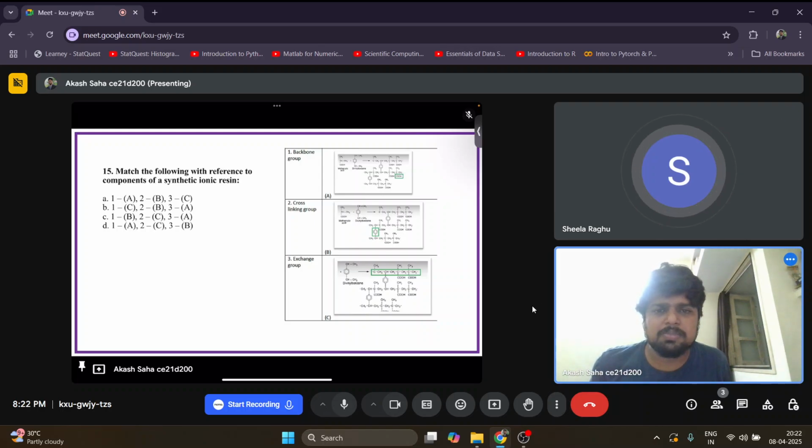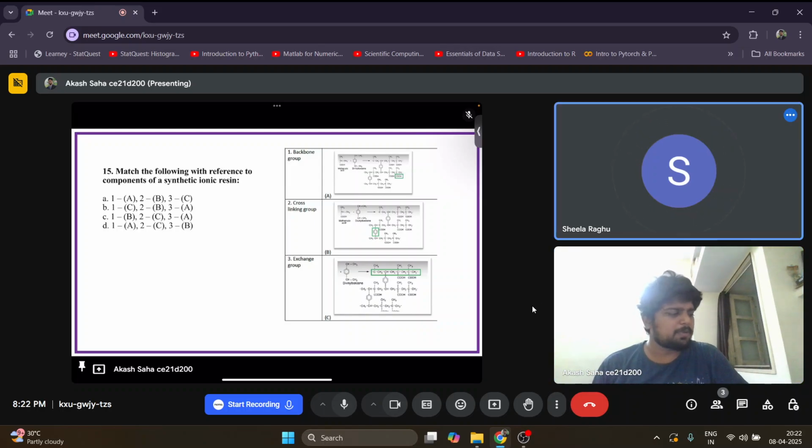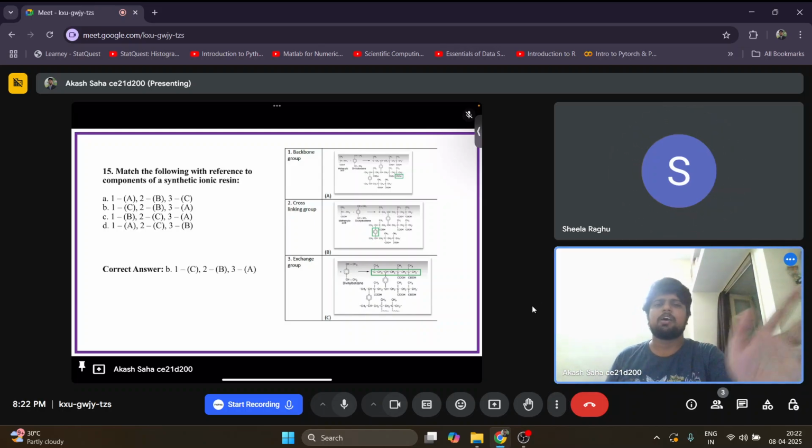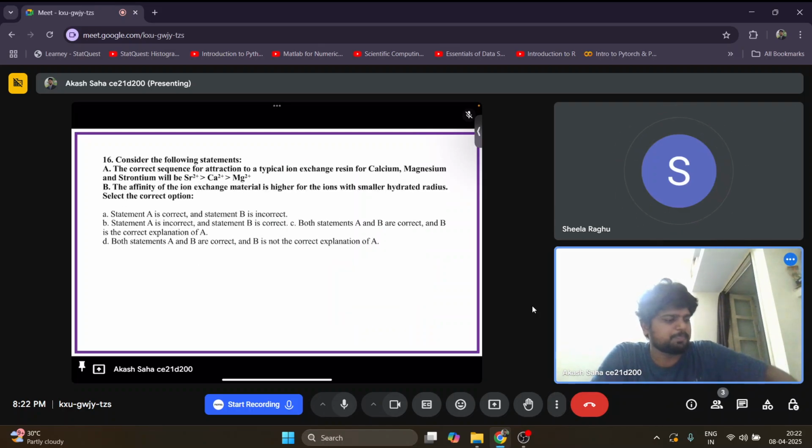The diagrams are small and slightly not visible, so we'll just skip this problem. Maybe when I share the PPT, you can zoom in and see. The answer is given, so you just go through it and you will understand. It's a very simple problem. Nothing is there.